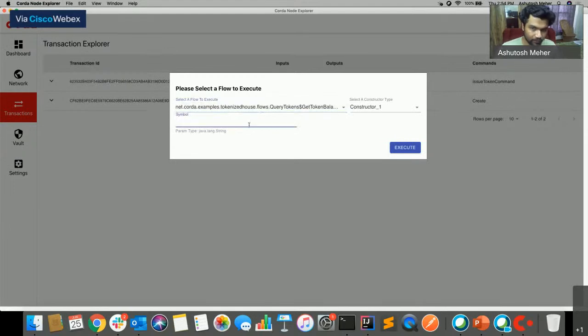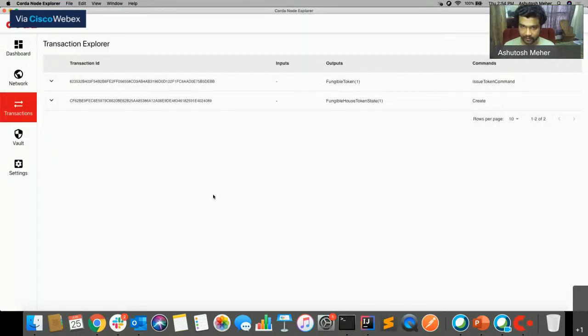And I could say I want to see how much of the HSE token I hold, the HSE token which I have provided as an identifier. So you can see that you currently have 1000 HSE tokens, which is a message that I get from the flow. All right.